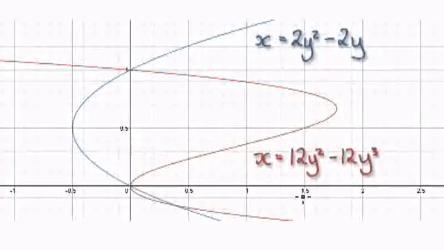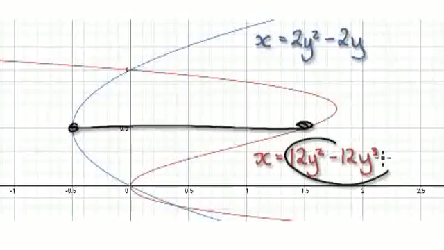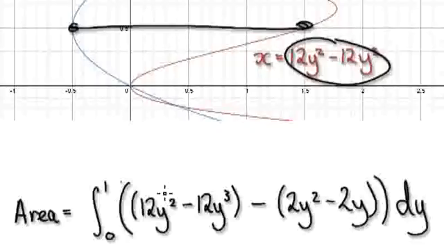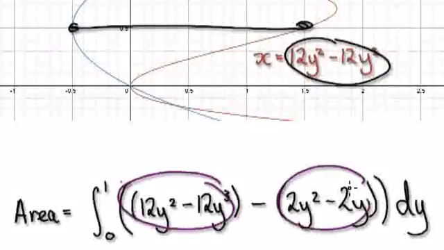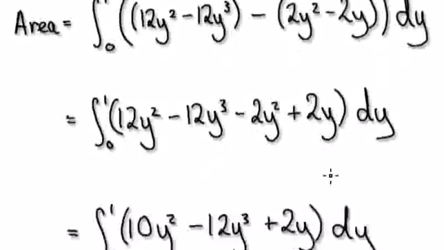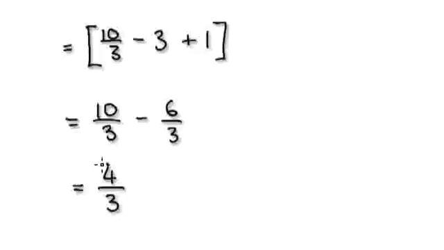So this whole length here would be red take away blue. Then you work it out, and it would take you to this. Okay, so the area is given by that.